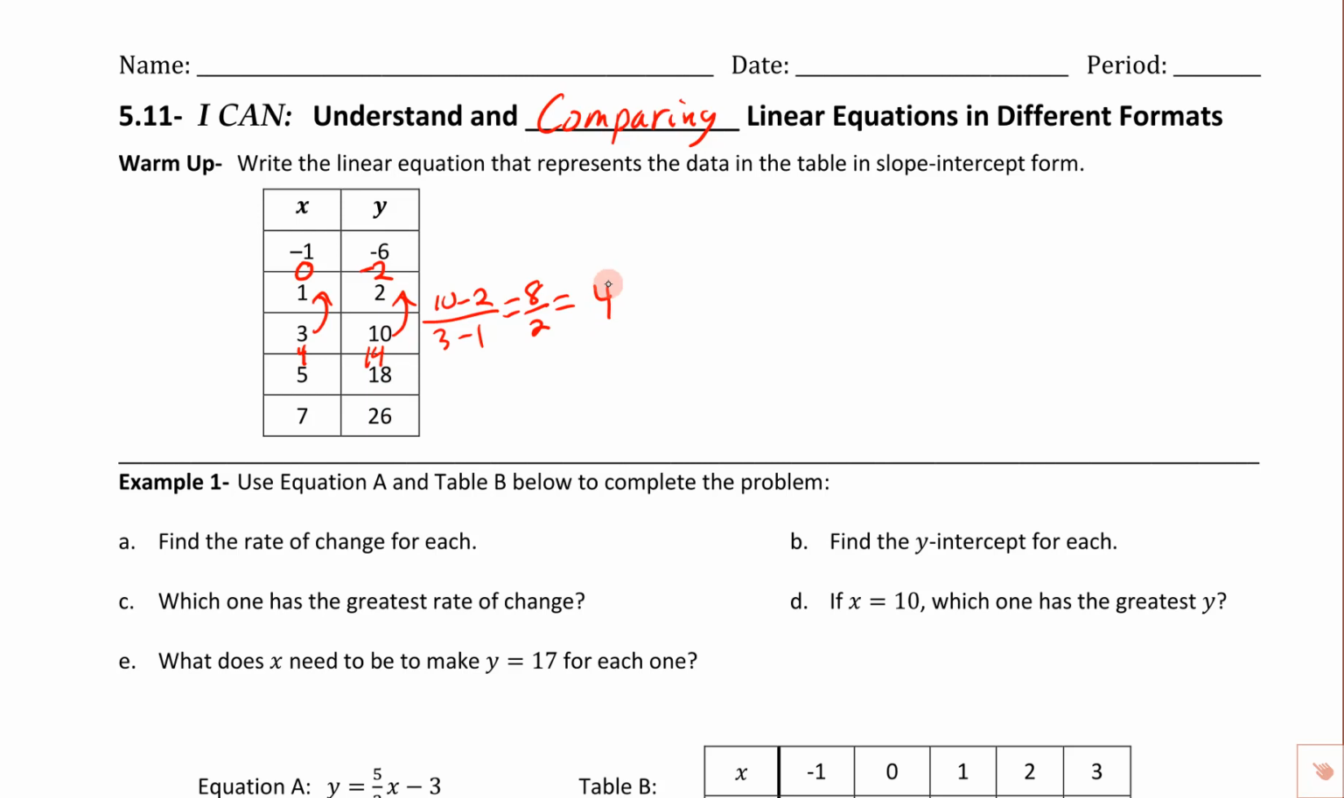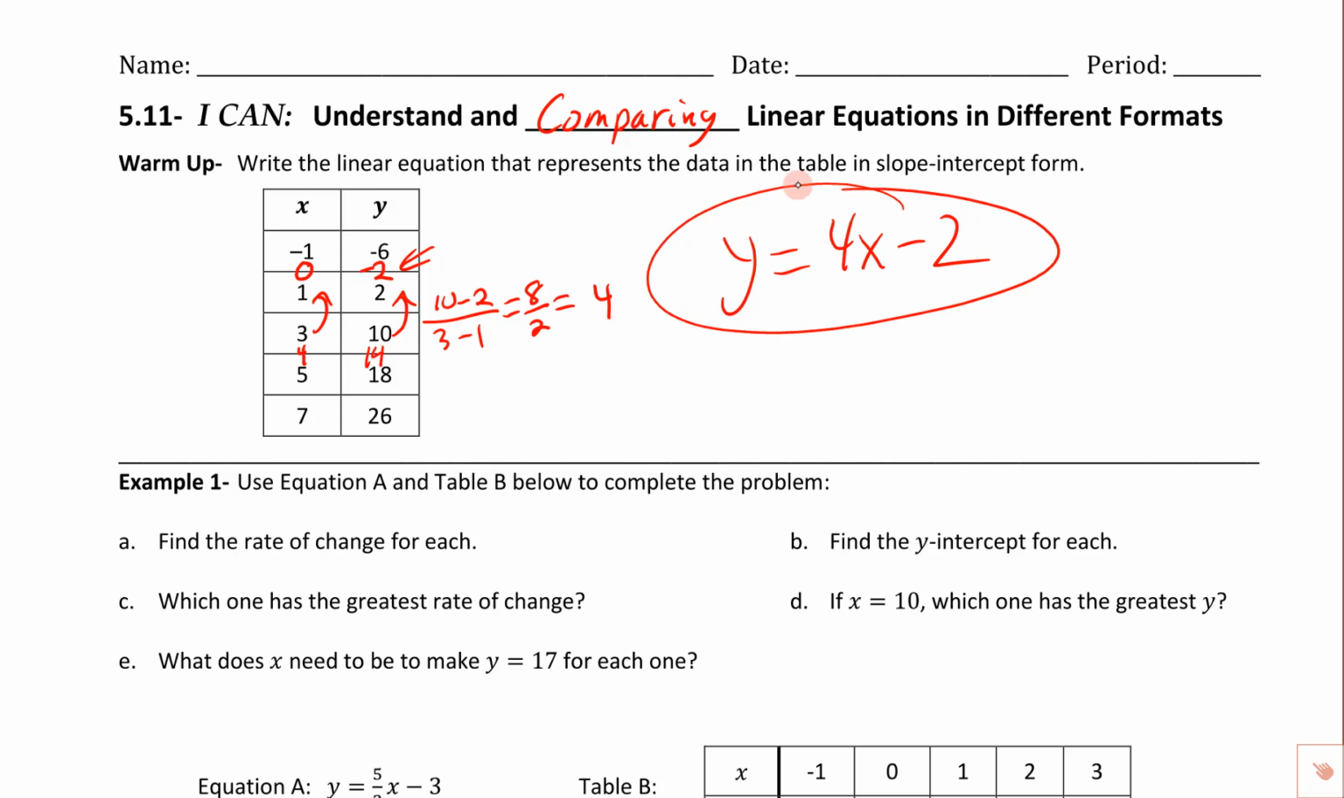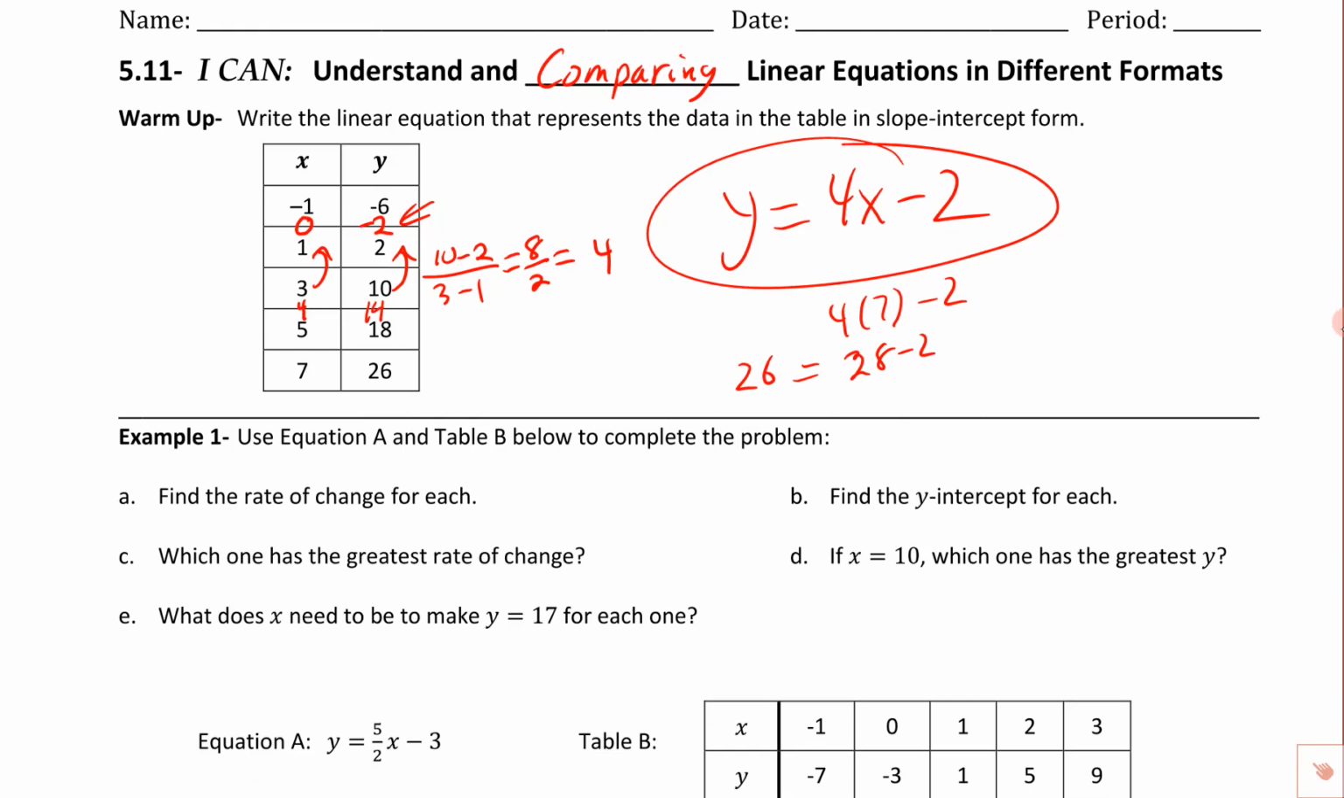So here's our rate of change. Our rate of change would be 4. This is our initial value right there. So we're going to write down y equals 4x, and then the starting value would be -2. And again, if we wanted to double check any of this, let's just plug in a number. Let's plug in a 7 and see if we get out a 26. So 4 times 7 minus 2 is 28 minus 2. That is 26, so it checks out. So we do have the correct equation right there, so we can rely on that.